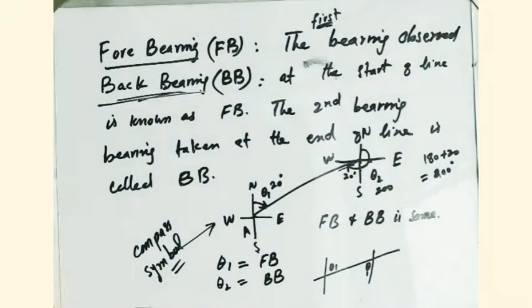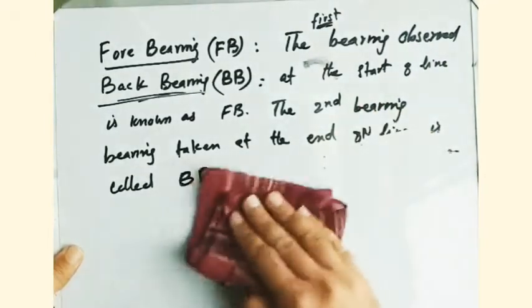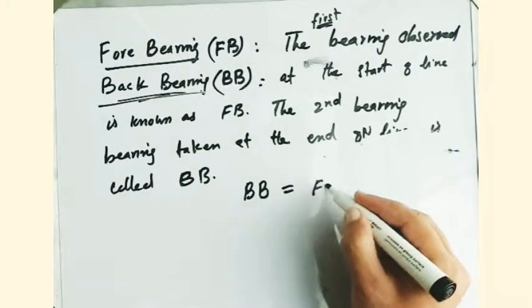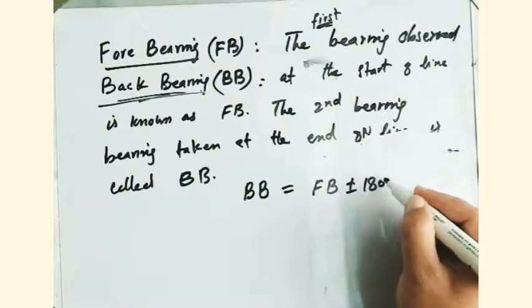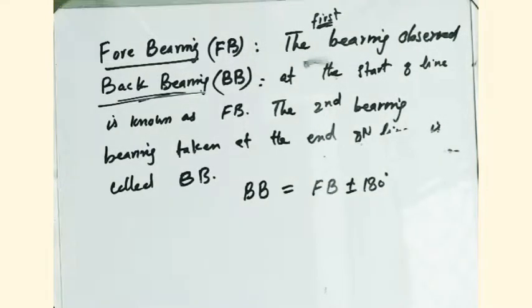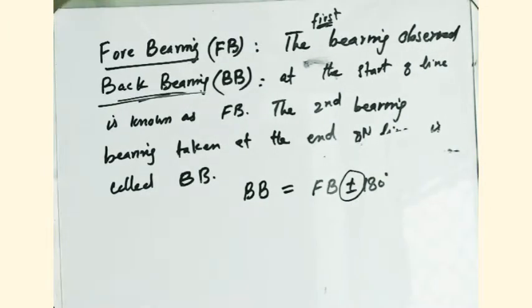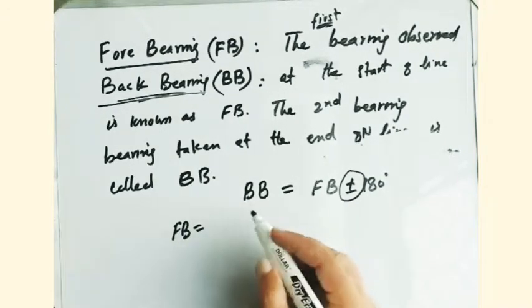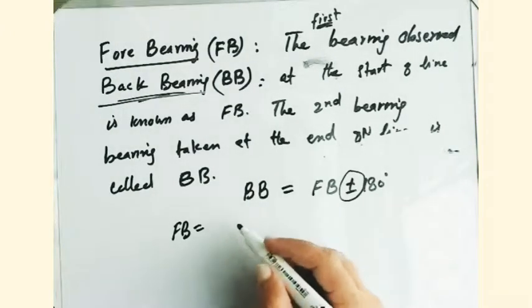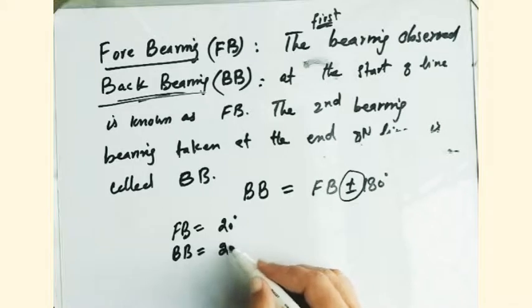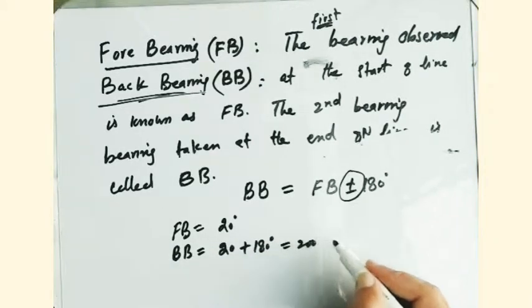Okay. Generally we represent this relationship by a formula: back bearing equals fore bearing plus minus 180 degree. Now what's the meaning of this plus minus? Remember, if you want to convert fore bearing into back bearing, and this fore bearing is less than 180 degree, for example 20 degree, and you want to calculate the back bearing, what will you do? I will add 180 degree.